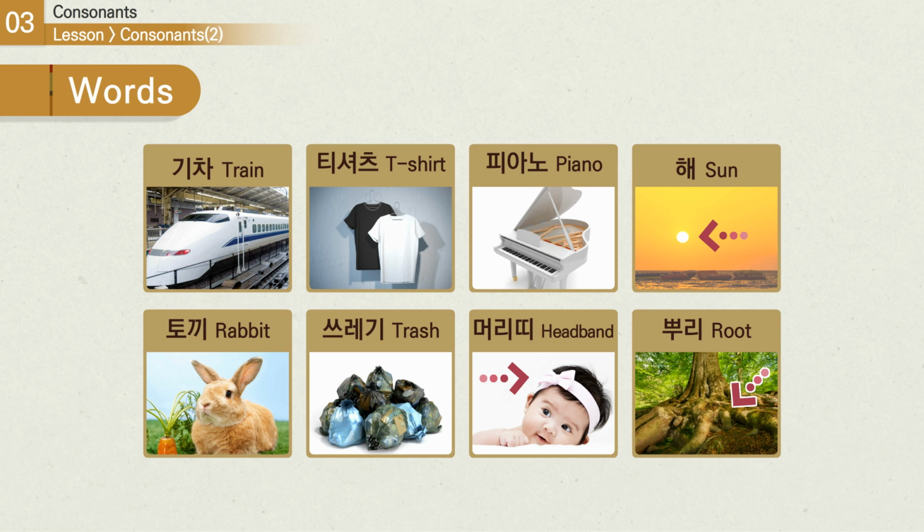You can check the definitions for these words on your own and try to learn them.